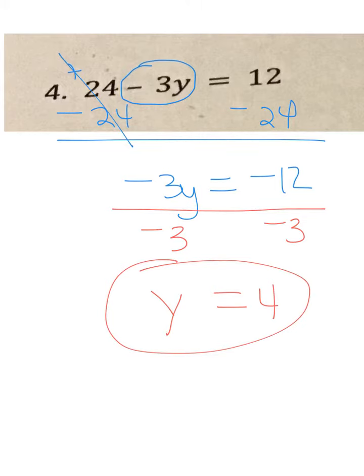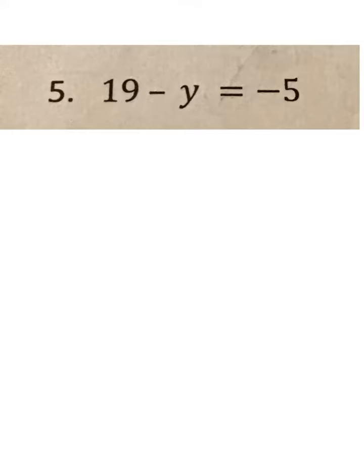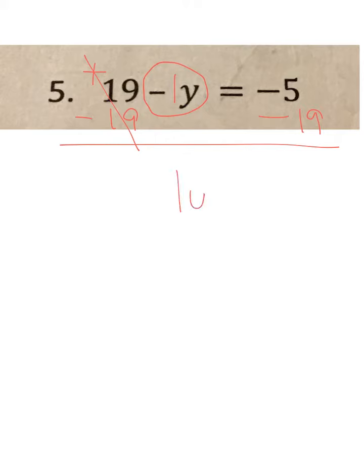Okay, problem number 5. First thing I'm going to do to this problem is put a 1 in front of that y, and then circle the negative 1y, which means that 19 doesn't have a sign in front of it. It's positive. So I'm going to subtract 19 from both sides first. On this side, everything cancels, 19 minus 19. I don't have 1y left, I have negative 1y equals negative 5 minus 19. They're all negative, so that becomes negative 24.